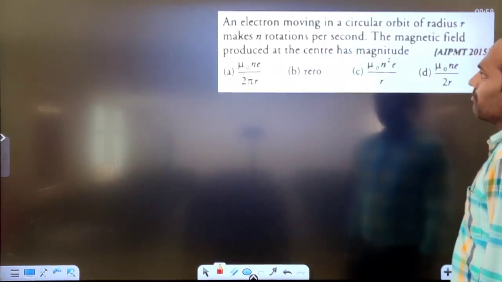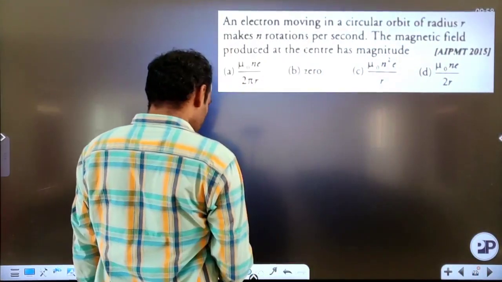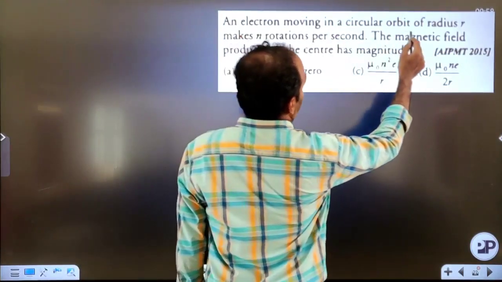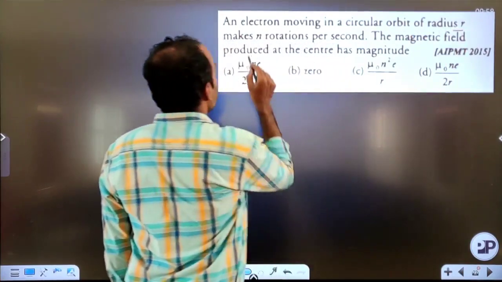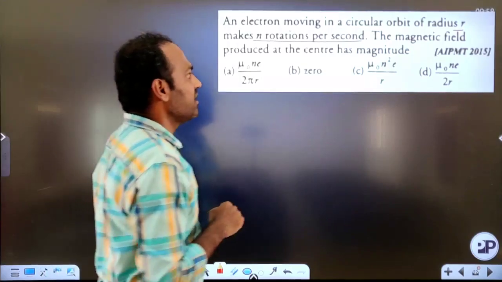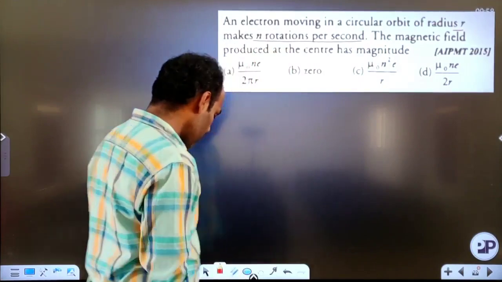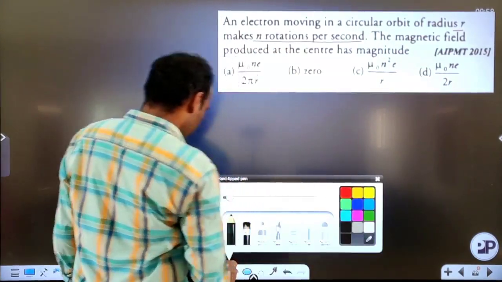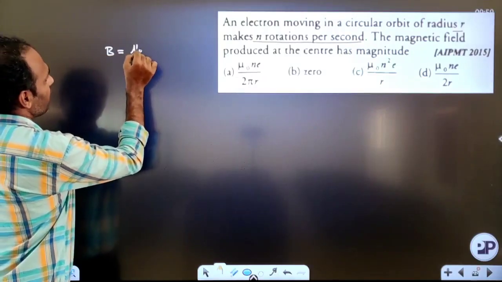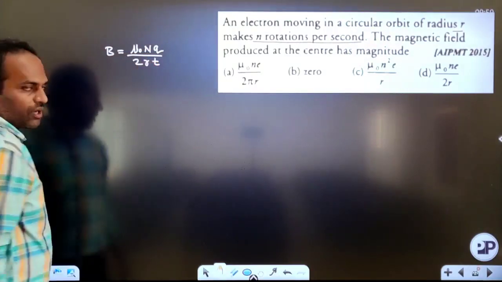Okay. Next, we'll go for one more question. See, an electron is moving, a charged particle moving in a circular path. An electron moving in a circular orbit of radius r makes n rotations per second. The magnetic field produced at the center has magnitude. The magnetic field at the center due to a revolving electron is mu naught nq divided by 2r. This is the formula which we have.